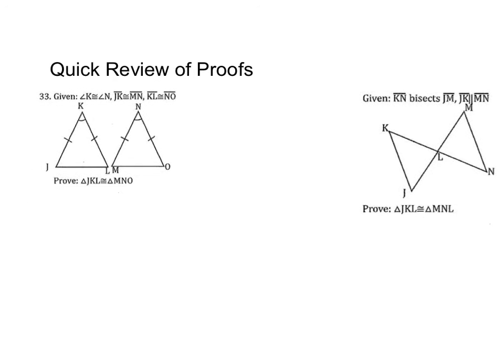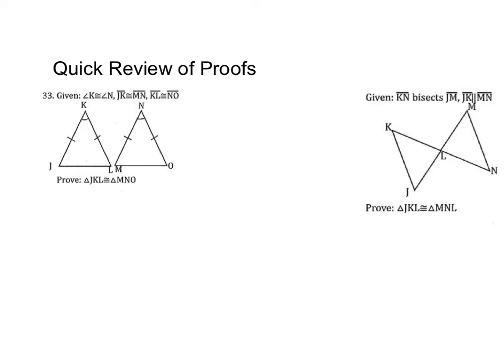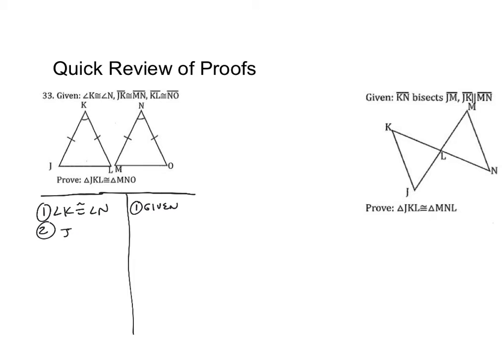So let's take a quick minute and look at the proofs here, and at least do this first one. You start with the given statements. Angle K congruent to angle N, given. Okay, and then you say all of your given statements, JK congruent to MN, given. And your last statement, KL congruent to NO, given.